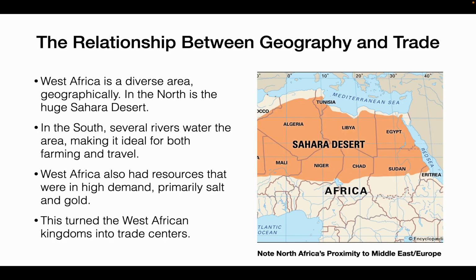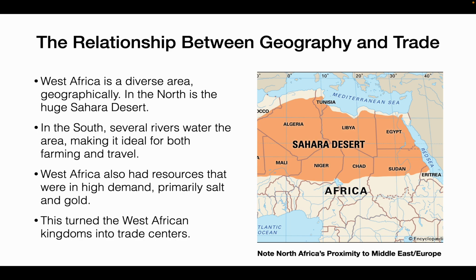So, West Africa was, and still is, a very diverse area. First of all, you have the Sahara Desert up there in the north. In the south, you have rivers that connect throughout the south and west area. Good for farming, good for travel. If you're going to create a civilization, always create one near a river. That is World History 101.